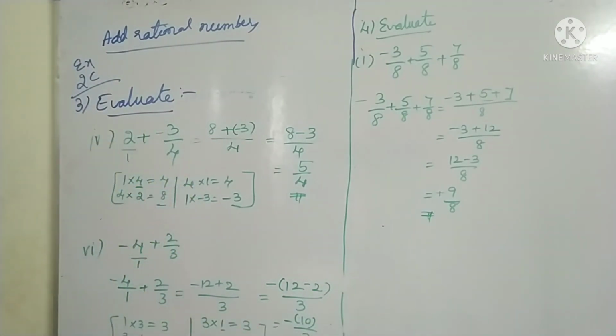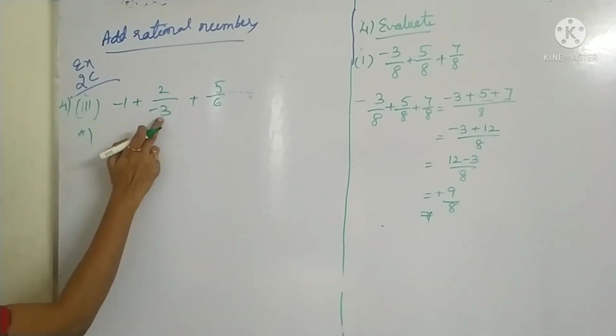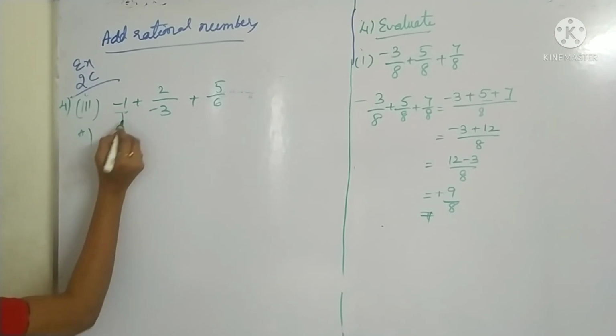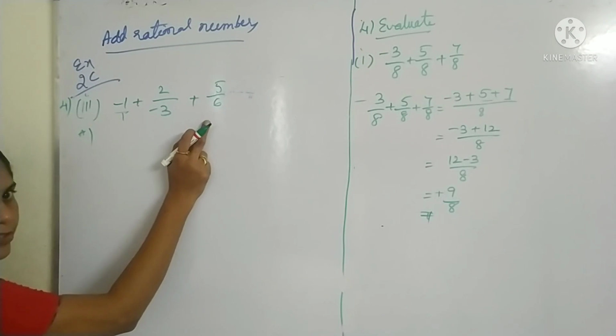Is that clear? Next problem, third one: minus 1 plus 2 by minus 3 plus 5 by 6. Here observe this one, minus 1 you have. Nothing is there in the denominator, means 1 is there. And also observe the denominators. The denominators are different.